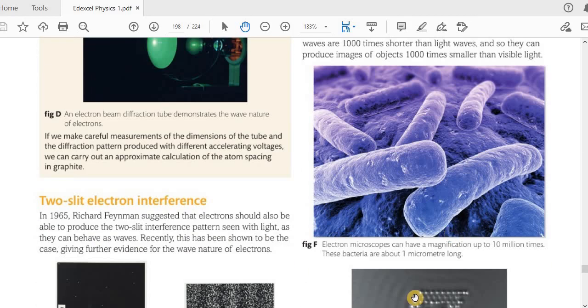For example, like this, the electron microscope can have a magnification up to 10 million times. These bacteria are about 1 micrometer long. 400 to 700 nanometers is the wavelength of visible light, but this is 1 micrometer, which is bigger, right?